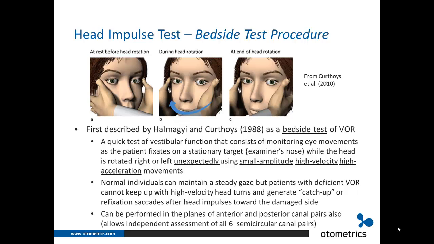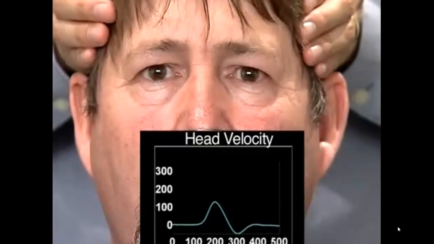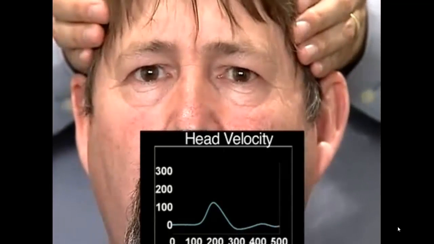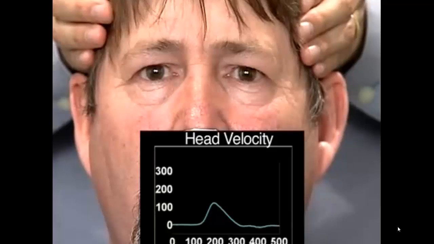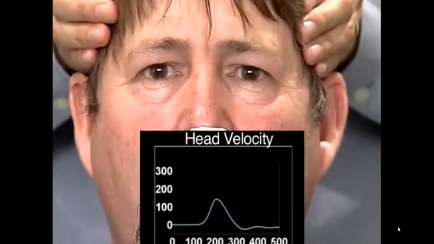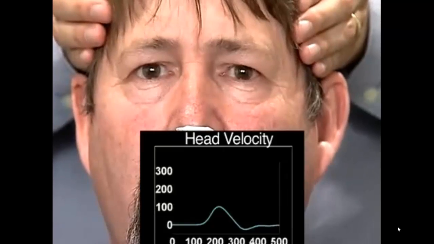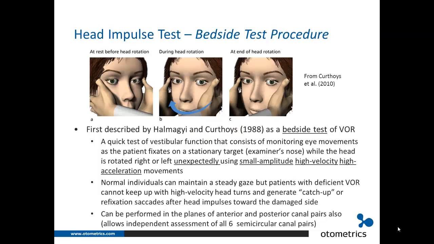In general, normal individuals can maintain a steady gaze during head impulses without generating any extraneous eye movements. But patients with deficient semicircular canal or nerve function can't keep up with high-velocity head movements during head impulses toward the damaged side. As a result, the eyes fall short of the target, and the patient has to generate catch-up or refixation saccades to reset the eyes back on the target. Initially, the procedure was described for testing the lateral or horizontal canals, but the head movements can be performed in the plane of anterior or posterior canal pairs, which allows independent evaluation of all 6 semicircular canals.